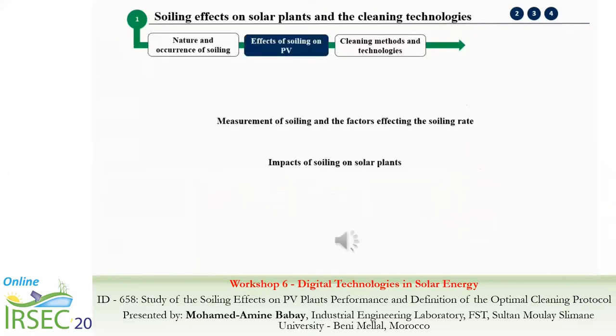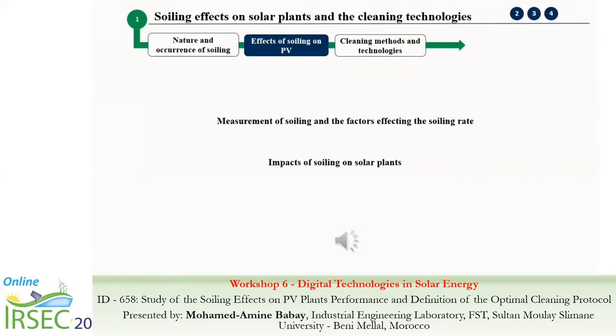Effects of soiling on PV panels. First of all, measurement of soiling and the factors affecting soiling rates. Soiling deposition, such as aerosol or dust, can be measured using multiple devices. The most used are the tracking cleaning sensor and the reflectometer for soiling rates and mirror reflectivity measurement for CSP plants, and the current-voltage curve tracer for PV applications.